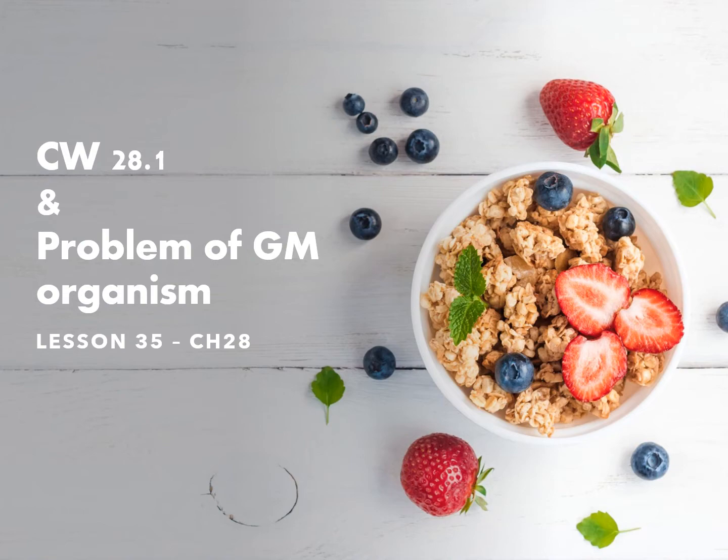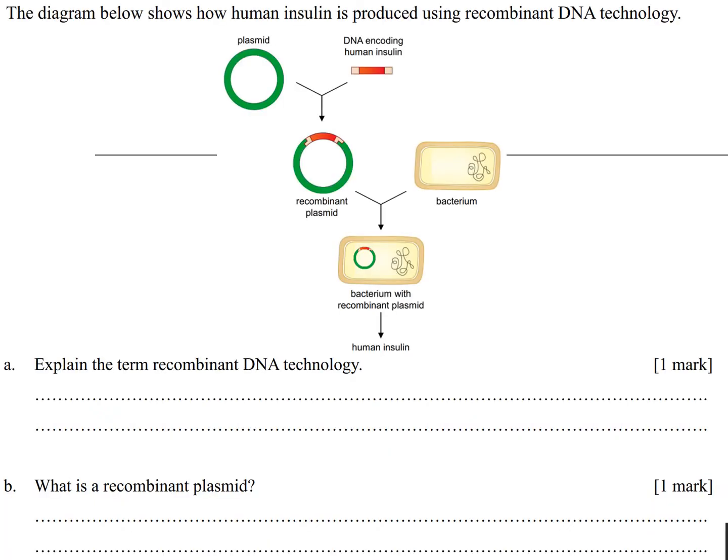Let's start. Please take out your classwork 28.1, let's go through it together. The diagram below shows how human insulin is produced using recombinant DNA technology. From the last lesson, you should be very familiar with this technology.